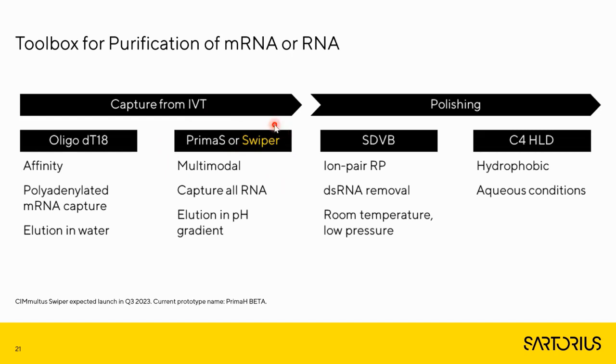Stay tuned for this. And then, because we want to remove double-stranded RNA impurity in case it was produced in the IVT, we typically resort to either reverse phase or HIC condition for polishing. And I want to spend a few minutes to tell you more about those, at least those 3 first purifications.